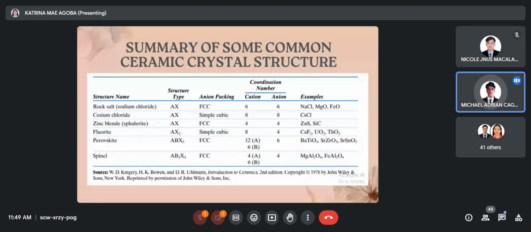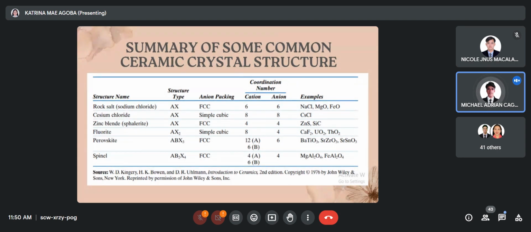For cesium chloride, ang structure type niya is AX. This is a simple cubic with 8 cation and anion. Tapos zinc blende, which is the sphalerite, is an AX structure type, also an FCC. Both cation and anion is 4.